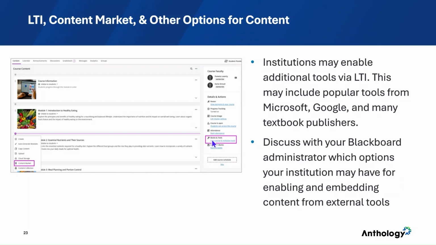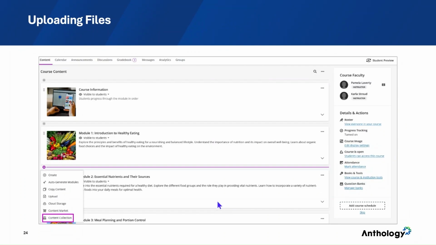So you can create your activities or content selecting that option from book and tools, and then when you would like to add that into your course content, just select content market. You can discuss with your Blackboard administrator which options your institution may have for enabling and embedding content from external tools. And then you'll find the different options to upload files.